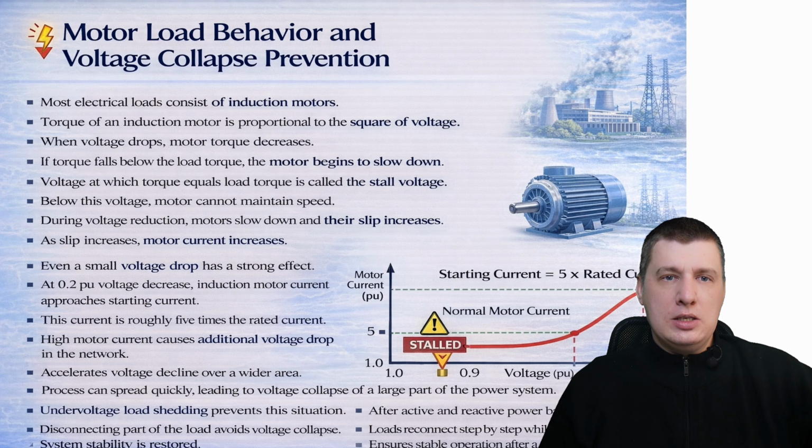System stability is restored. After active and reactive power balance recovers, load restoration starts. Load restoration automation reconnects loads gradually. The reconnection sequence works opposite to the load shedding. Load reconnects step by step while monitoring voltage and frequency. This controlled restoration prevents repeated voltage collapse. It ensures stable operation after disturbance.